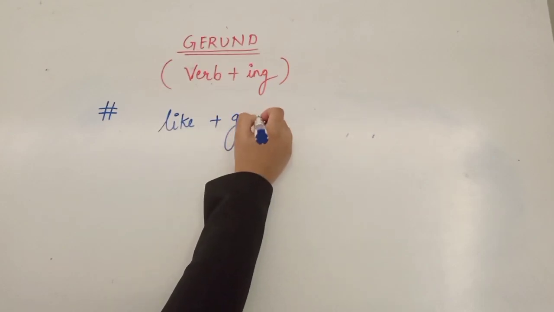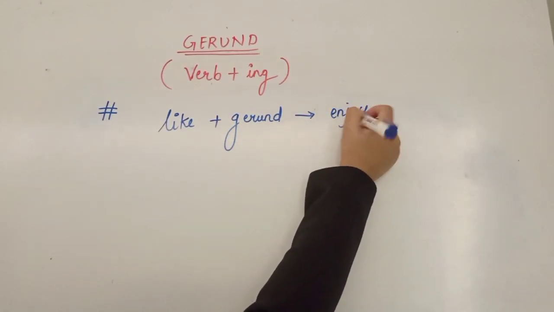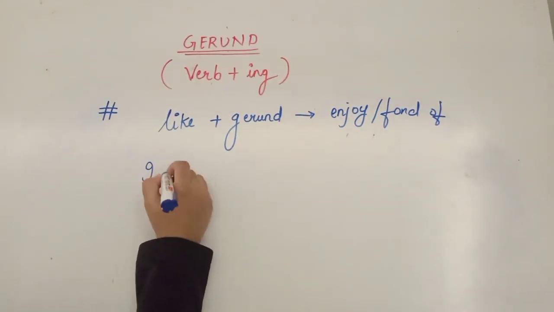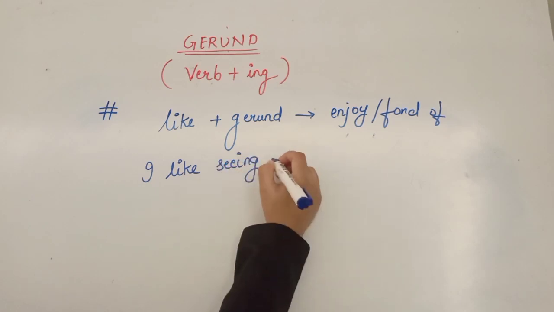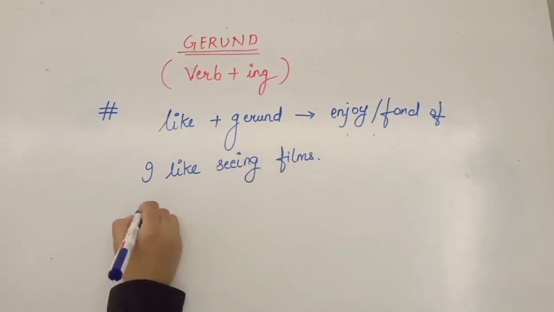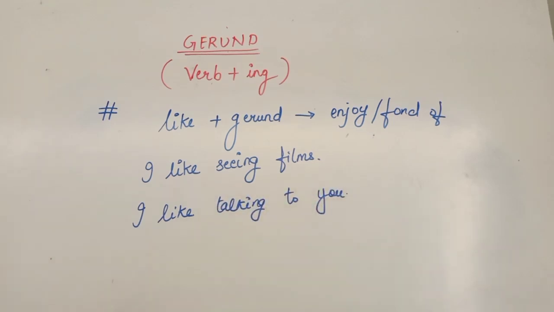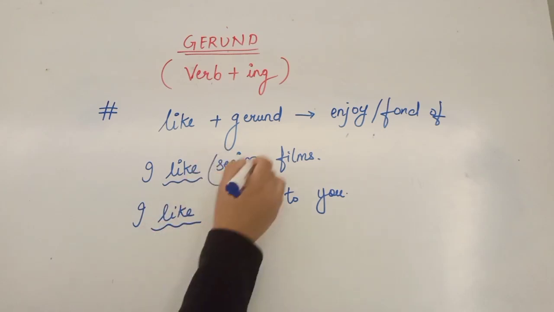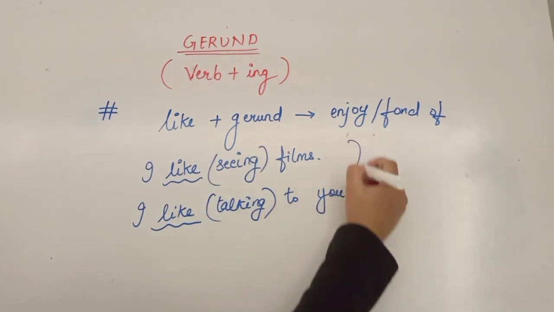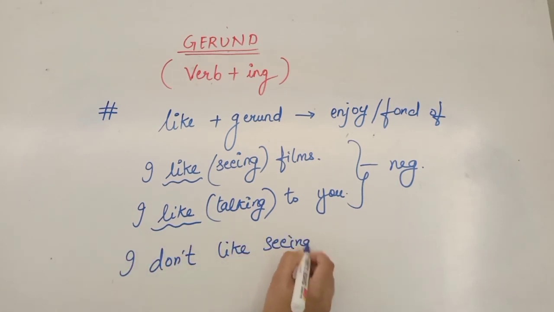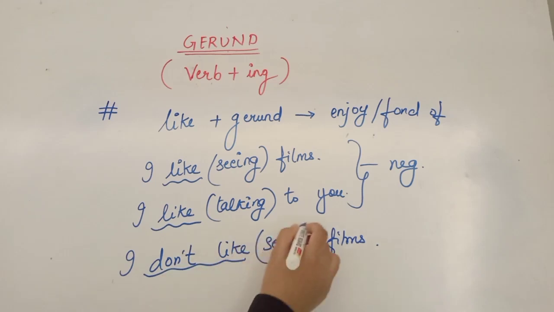The next point is when we use gerund after like, it always indicates that you are talking about something you enjoy or are fond of. Like, I like seeing films, means I am fond of or I enjoy watching films. And, I like talking to you. I enjoy talking to you. So here you can see that the gerund has been used after like, and it actually means the same when we change the sentence from positive to negative. Like, I don't like seeing films, I don't enjoy watching films.